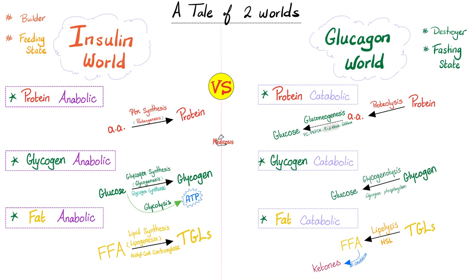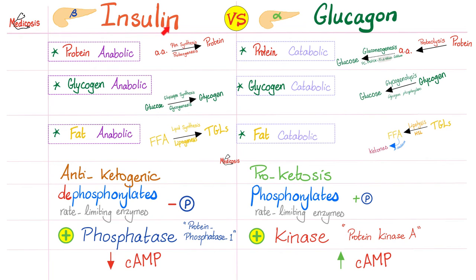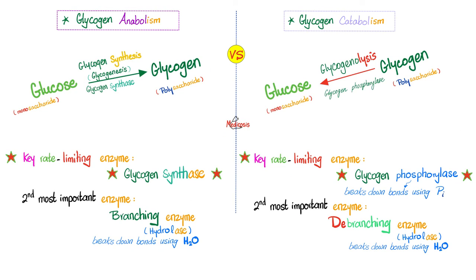What's the key enzyme in glycogen synthesis? Glycogen synthase. What's the key enzyme in glycogen breakdown? Glycogen phosphorylase. How does insulin activate the former, glycogen synthase? By dephosphorylating that enzyme. But how does glucagon activate glycogen phosphorylase? By phosphorylating it.